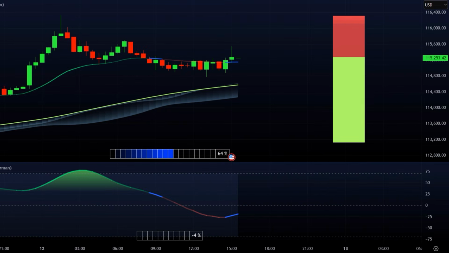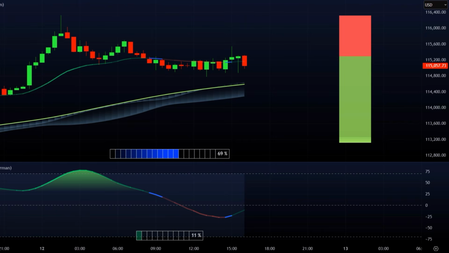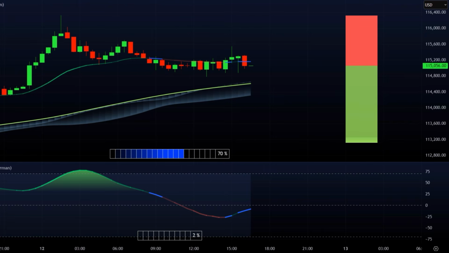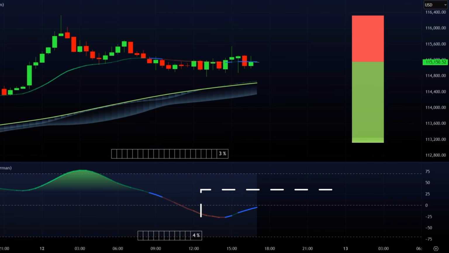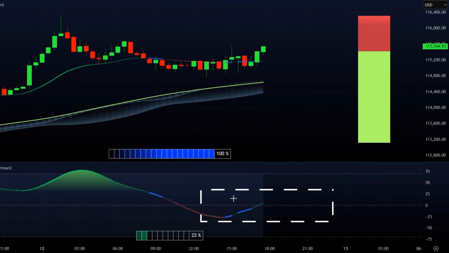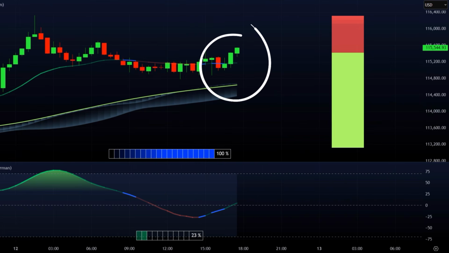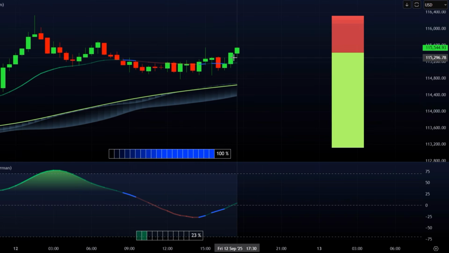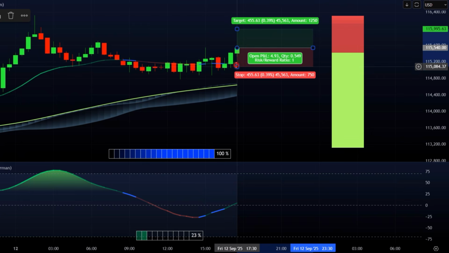Here are the rules for a high-probability long trade. Wait for the pullback alert. Watch for the price to pull back and touch the green ribbon. At the same time, the bottom strength meter must dip down, showing a blue or red signal. This confirms a temporary weakness.